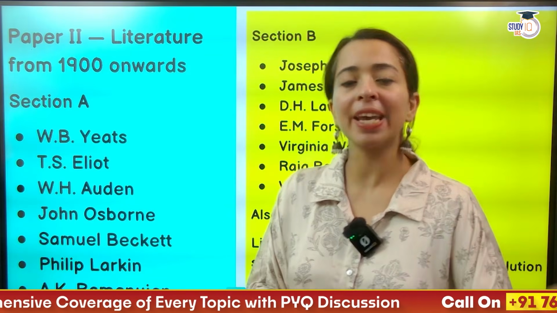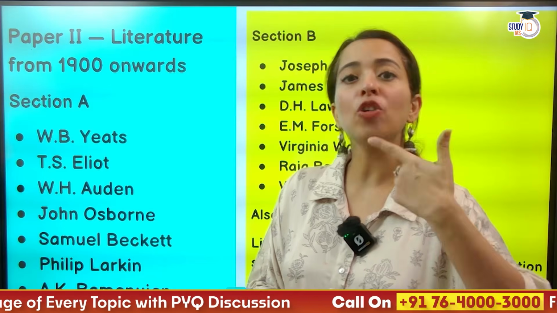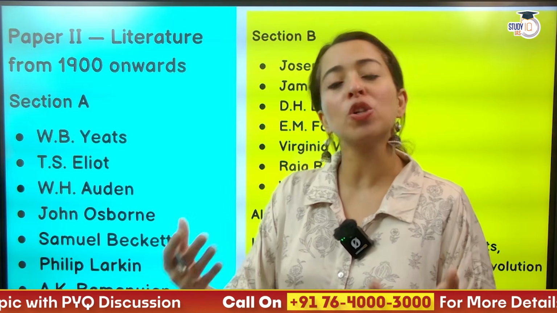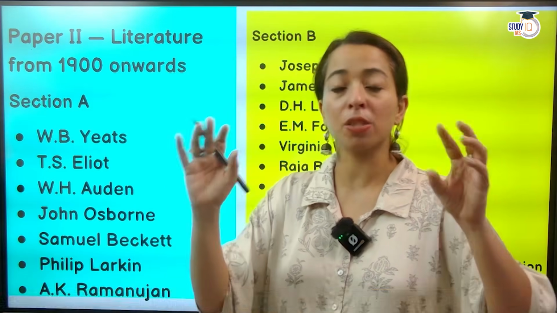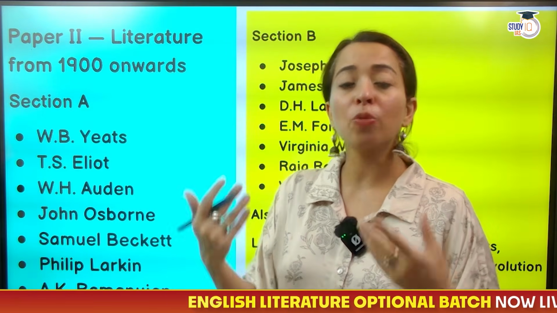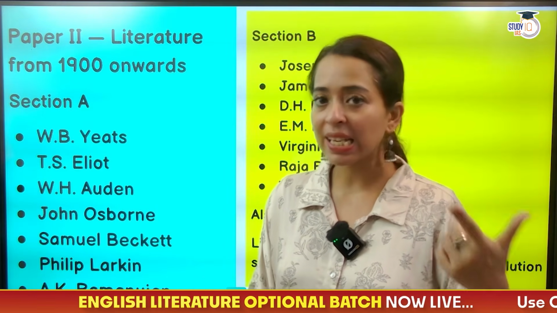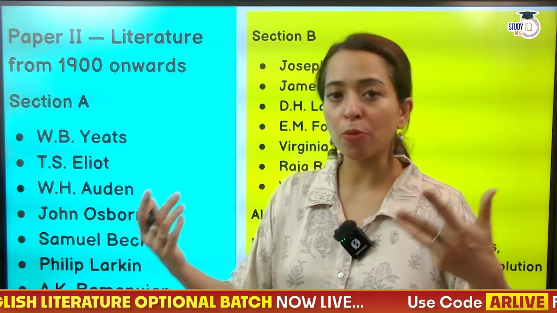Now, moving ahead, you have paper 2, and that is literature from 1900 onwards. That is your modern age and postmodern age. Now, in your 20th century, what were the quintessential writers and poets who were very famous and won the Nobel Prize? W.B. Yeats, T.S. Eliot, W.H. Auden, Samuel Beckett.